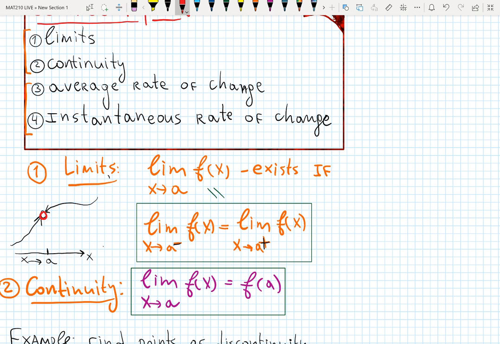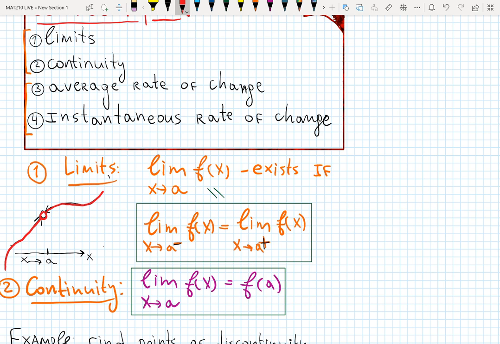Intuitively, we can explain continuity this way. If you put a pencil on a piece of paper, on the graph of the function, and you can go through the whole graph without taking the pencil off the paper, then the function is continuous. Which means it should have no breaks, no holes, and no asymptotes, and so on.